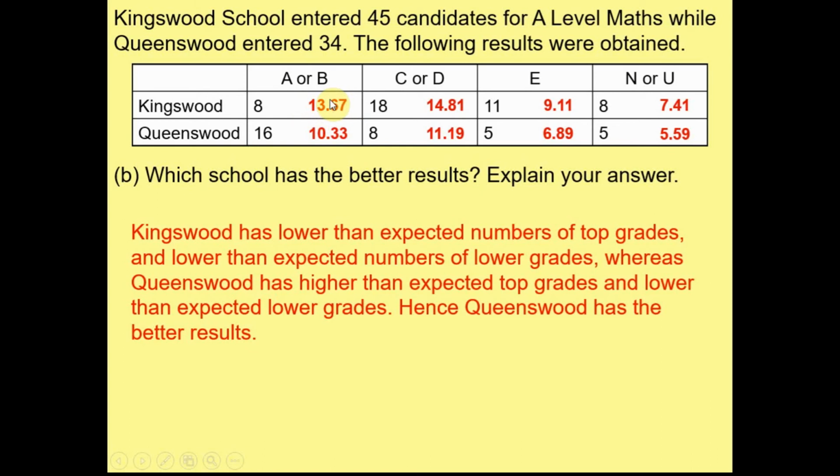Okay, it's also got higher than expected numbers of lower grades. Sorry, this should be higher here. Down here, both of these are higher than what we would expect. And conversely, Queenswood has got higher than expected at the top grades, and it's got lower than expected at the bottom grades. So hence we would say that Queenswood has the better results.